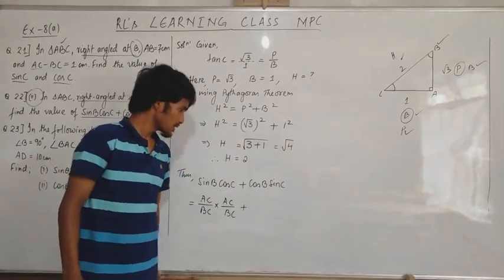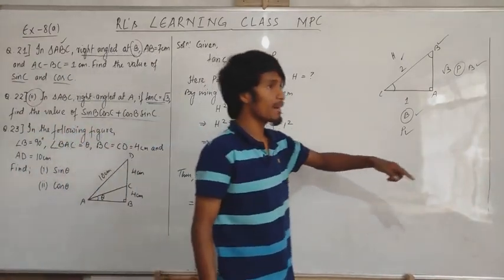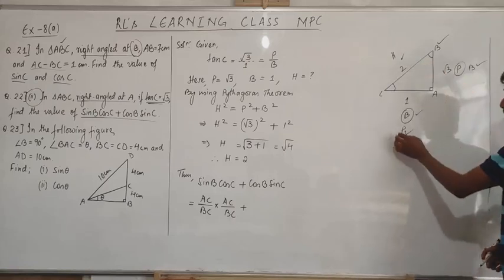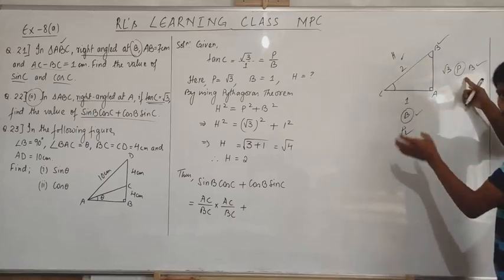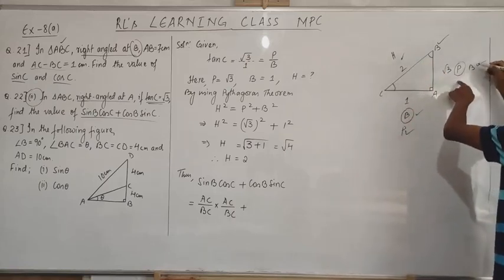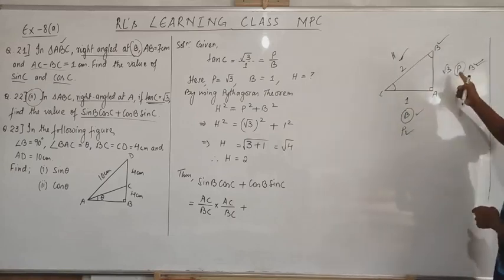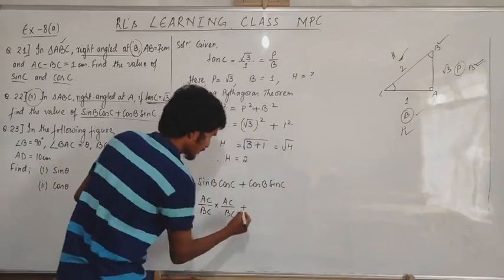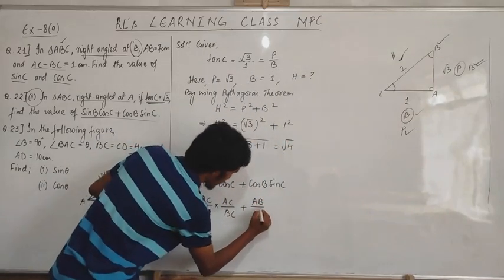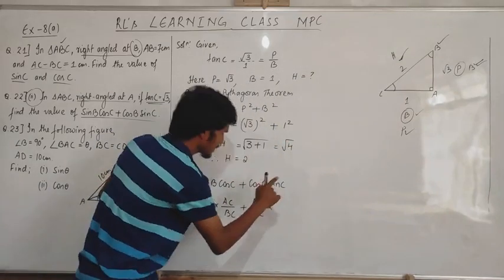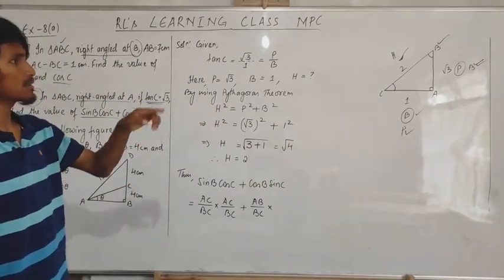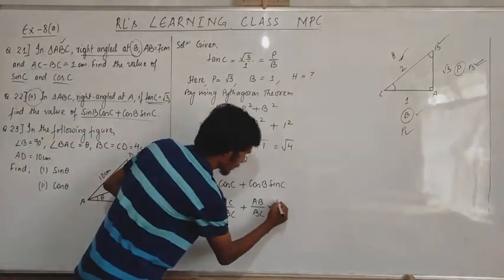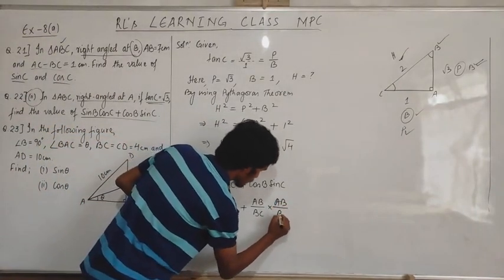Okay, now cos B. Now again we'll go back. This will be the angle. If this is the angle, this will be the perpendicular, then this will be the base. But cos is base by hypotenuse. Now base by hypotenuse means root 3 by 2, that will be AB by BC. Then similarly for sin C, perpendicular by hypotenuse, again here will be AB by BC.